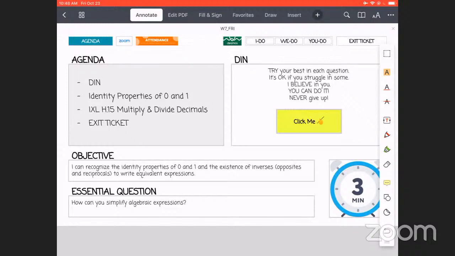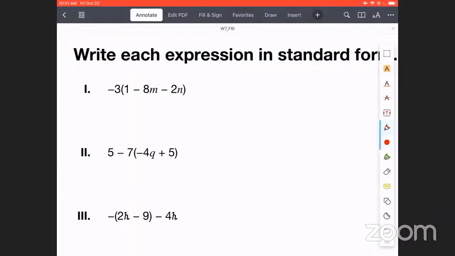Today's Friday, end of the last week, and we're going to talk about the identity property of 0 and 1. Hopefully everybody finished it in, and the assignment is actually from yesterday. It's H15. I apologize for that. So let's start on the first slide.